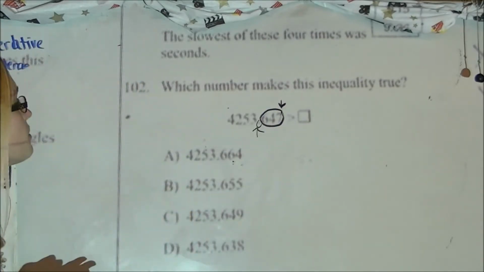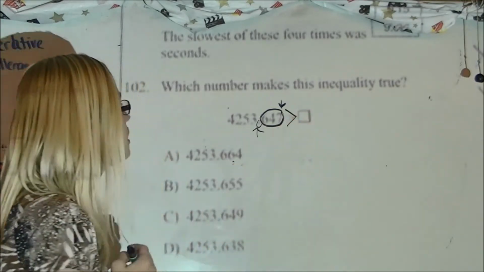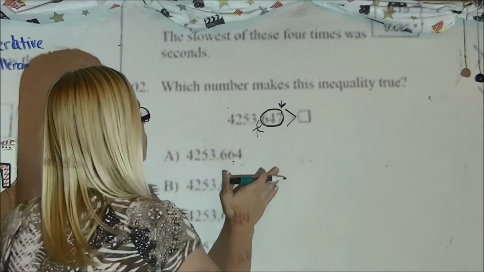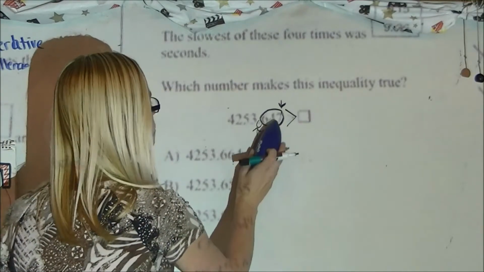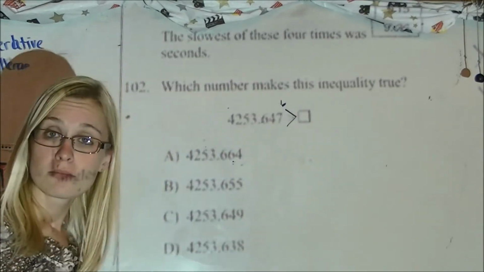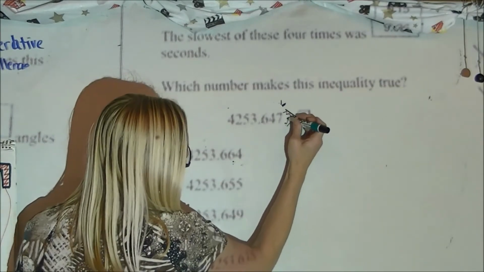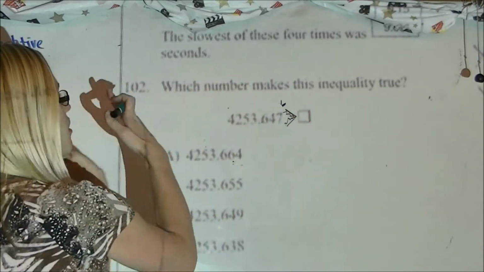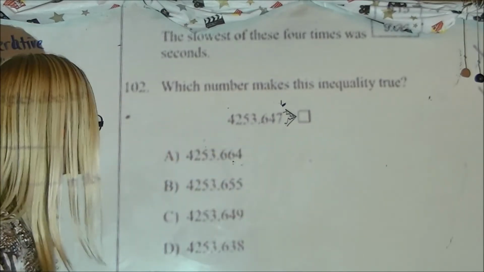So I need to find something to compare that. And this symbol right here is telling me that this number, 4,253 and 647 thousandths, is actually bigger. It's greater because the alligator wants to eat the bigger number. Yum, yum, yum. It's his big old teeth. I'm going to eat it. So I need to actually find a number that's smaller here.